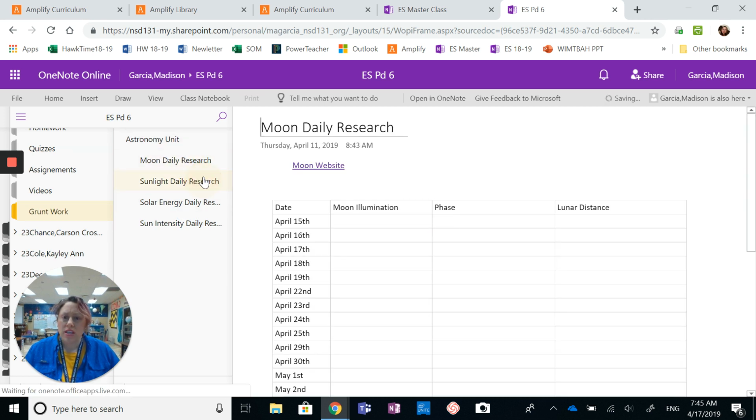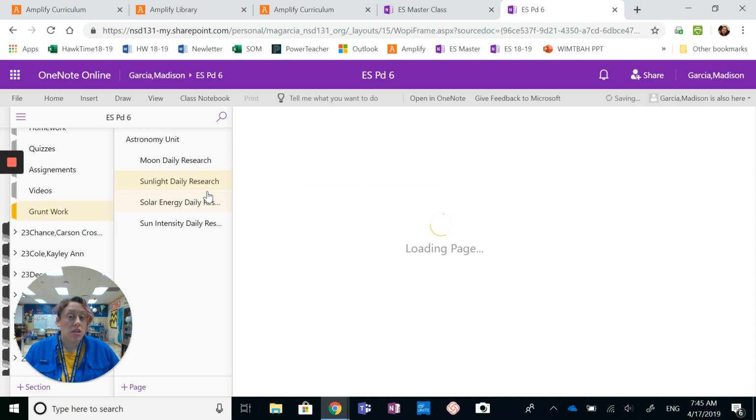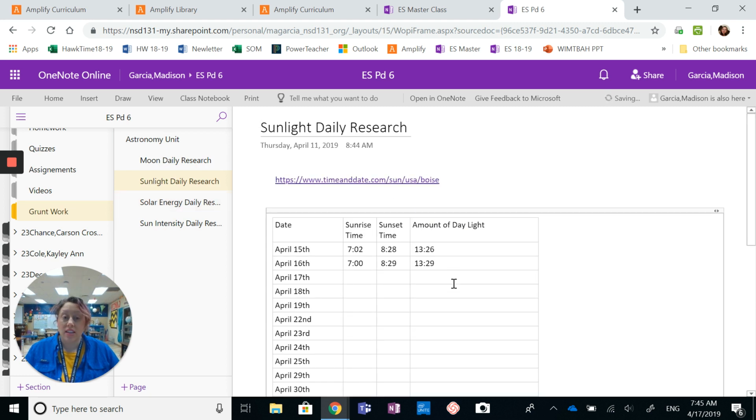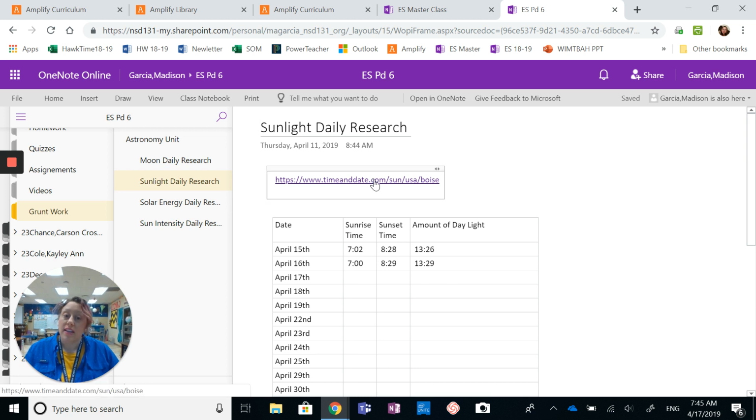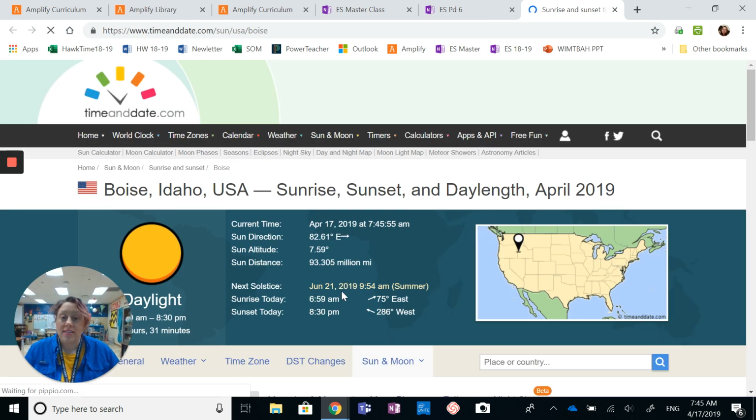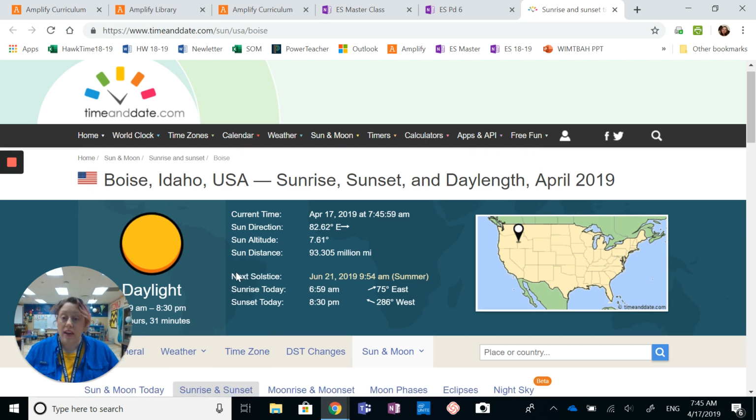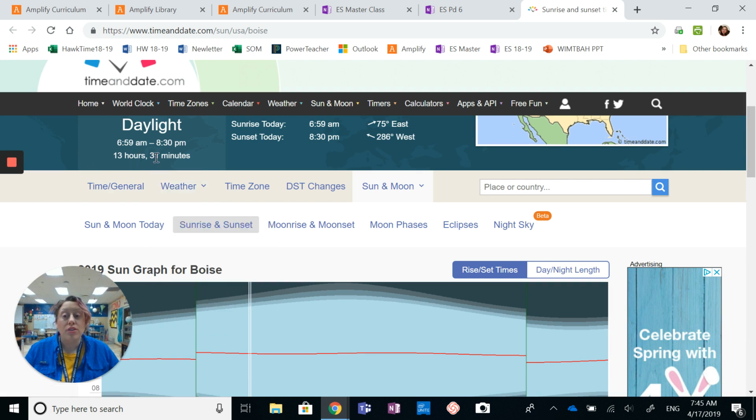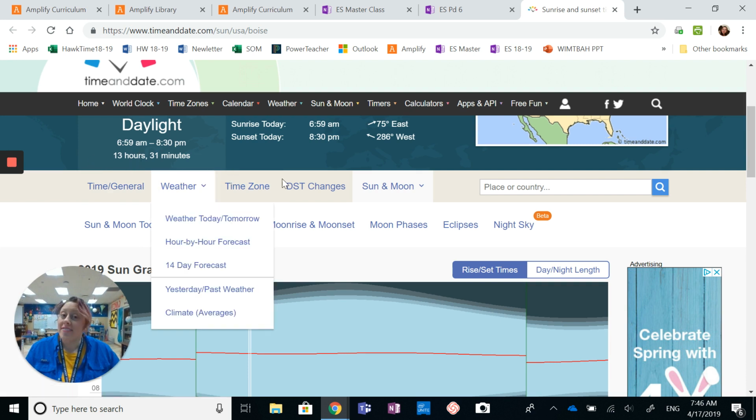So it doesn't look like he's the moon. Oh, he is the sunlight daily research. So he has the sunrise time, the sunset time, and the amount of daylight. And he went to the website linked to his grunt work page. He clicked on it, he opened it up, and today's sunrise occurred at 6:59 a.m. and the sun will set today at 8:30 p.m. That means we'll have a total of 13 hours and 31 minutes of daylight.